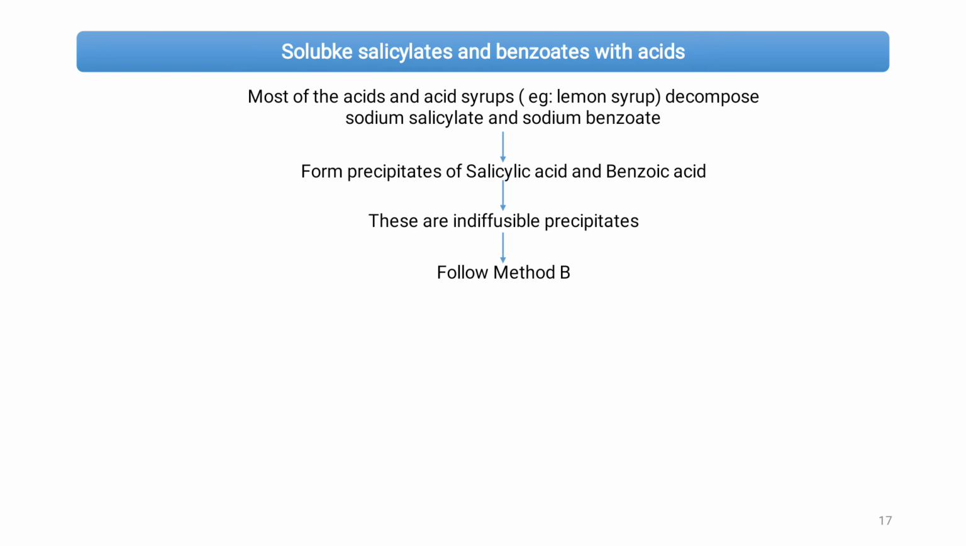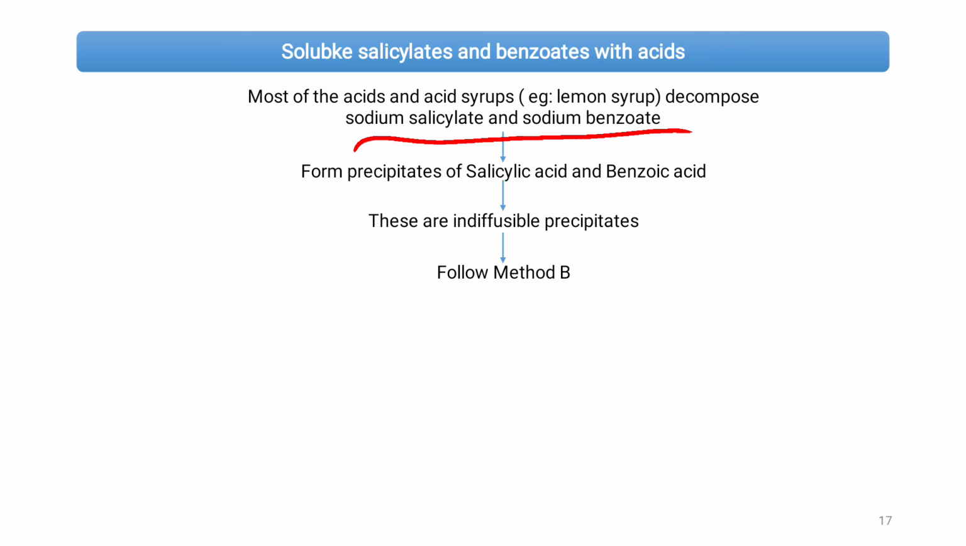Okay. Then the last one is sodium salicylate and benzoates with acids. Most acids and acid syrups, an example of an acid syrup being lemon syrup. We know the main ingredient of lemon is citric acid, so lemon syrup contains citric acid. So this is acidic in nature, that is, it is an acid syrup.